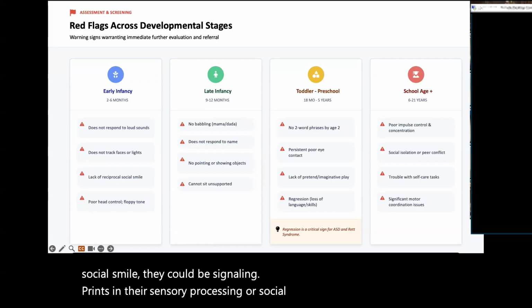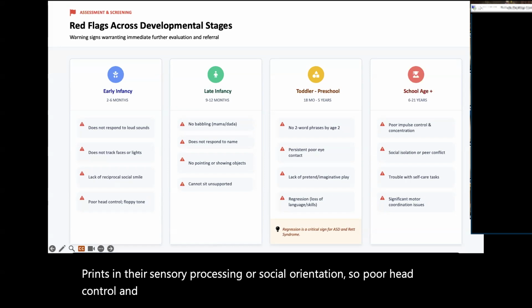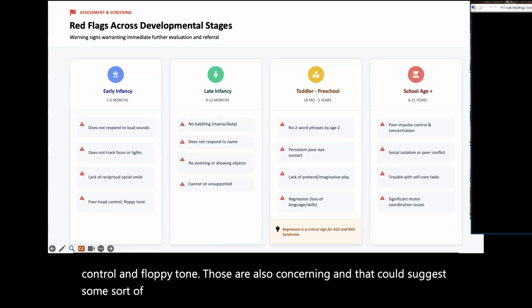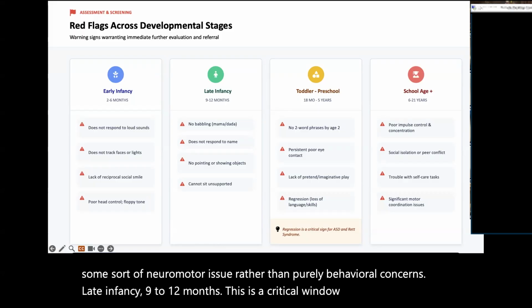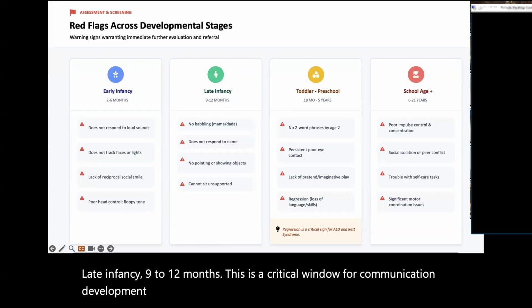So poor head control and floppy tone, those are also concerning. And that could suggest some sort of neuromotor issue rather than purely behavioral concerns. Late infancy, 9 to 12 months, this is a critical window for communication development. No babbling, especially producing the mama or dada sounds.